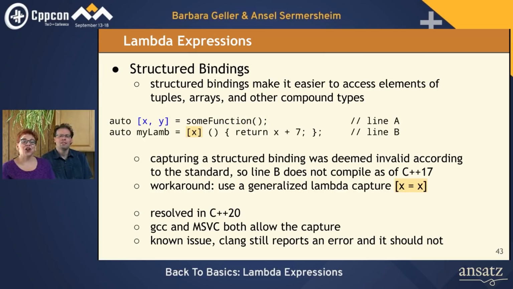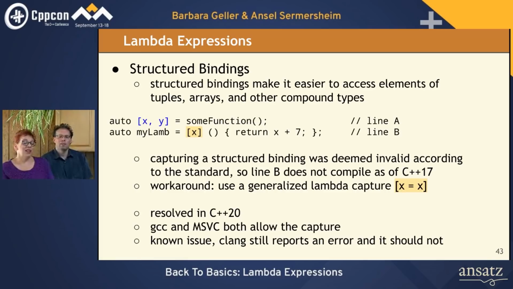So we always like to toss in one sort of surprising example. And this is our surprising example. Structured bindings. They're not technically variables, but there was an oversight and they don't work in a capture. Our code on line A declares two structured bindings, one named X and the other Y. Line B is a normal lambda expression with a capture clause.